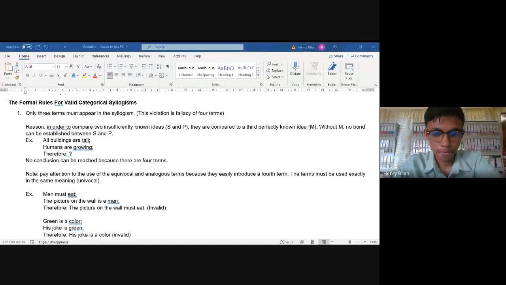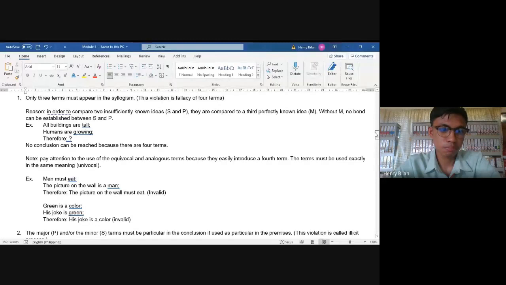So our example here contains four terms. That is why we cannot infer a conclusion to make the syllogism valid. Hence, this is invalid. You can still put a conclusion, however, it would be obviously invalid. Okay? Kaya bawal na kulang o sobra ang terms. Dapat tatlo lamang. Now, literal ito, about the identical words, but they mean different things.